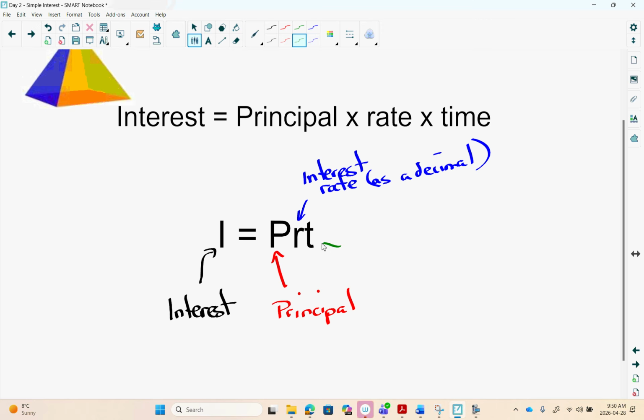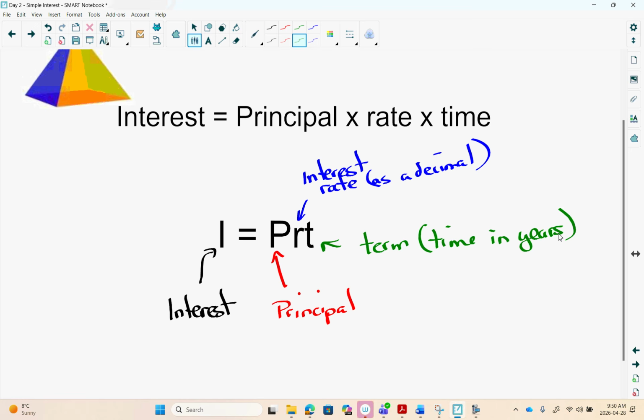T. That's the term or the amount of time. And it's expressed in years. So we'll explore what we do when they give us months, an amount of months or days. Okay?